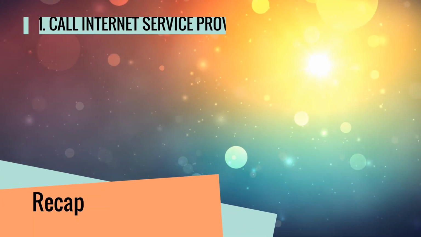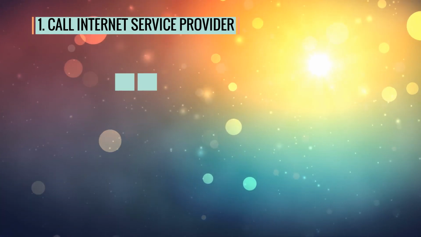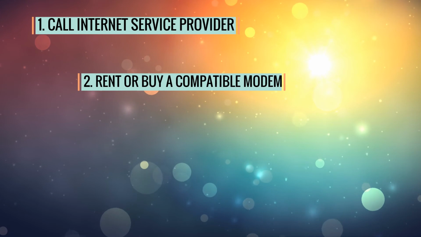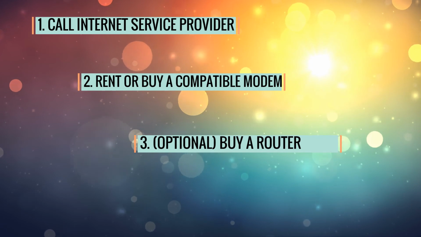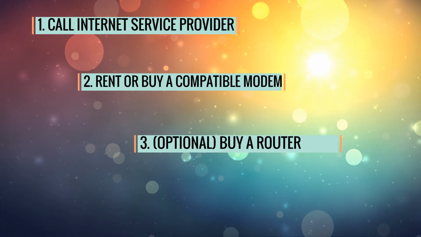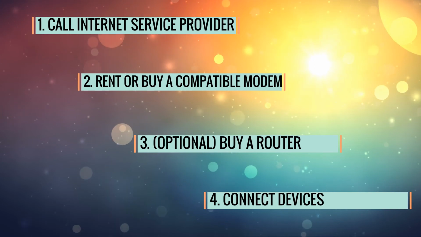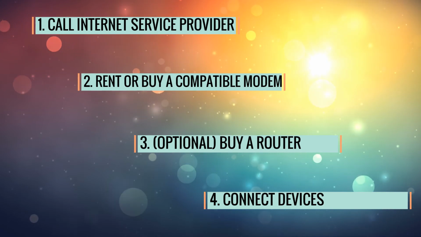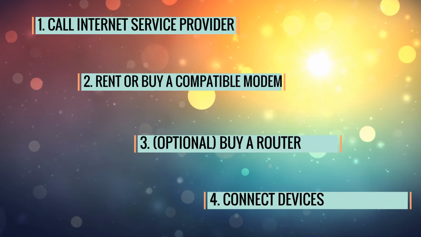To recap the process: first, call an internet service provider to determine if they need to run a cable to your house to start internet service. Second, rent a modem from the ISP or buy one yourself. Third, which is optional, buy a router to enable Wi-Fi in your house. This will enable things like tablets and phones to connect to the internet. Fourth, connect the modem to your wall and your router to your modem. Now, it's outside the scope of this video to describe exactly which cables to connect to which parts of the modem and router, but know that the devices do come with easy to follow instructions so you can do it yourself.